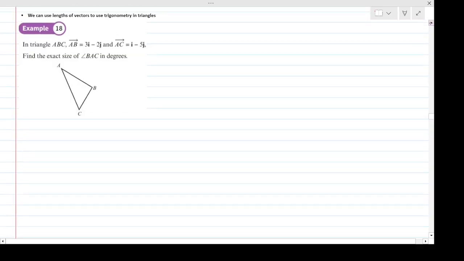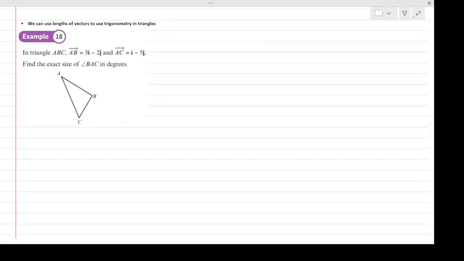Okay, now we're going to look at the second type of question to do with geometric problems with vectors, and this one's probably the easier one. It's to do with trigonometry. If we're given the sides of a shape like this triangle as vectors, so we know that AB is 3i minus 2j here, and AC is i minus 5j.